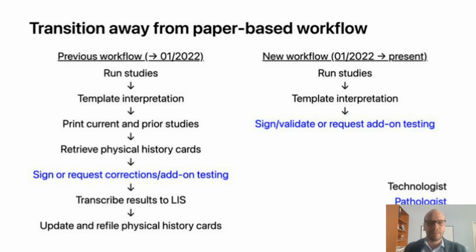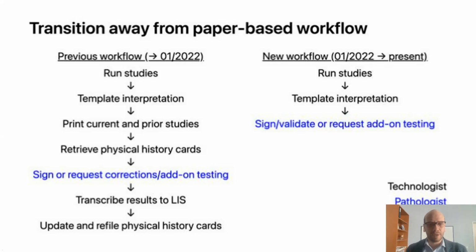So what would happen is the technologist would run the study. They would then template an interpretation of those studies. They would print the study as well as the most recent prior study, and they would actually print on 2 different colors of paper so that it was obvious which was the current and which was the prior.